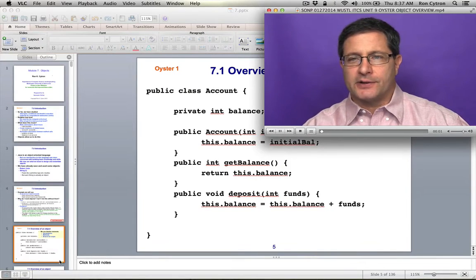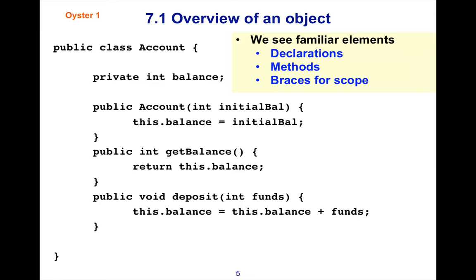So to see the different parts of an object, we're going to use a running example of a bank account. And this particular bank account has a balance, and we're able to find out what that balance is, and we're also able to deposit money into the account. So it doesn't have all the features of a bank account, but it's enough for our purposes here.